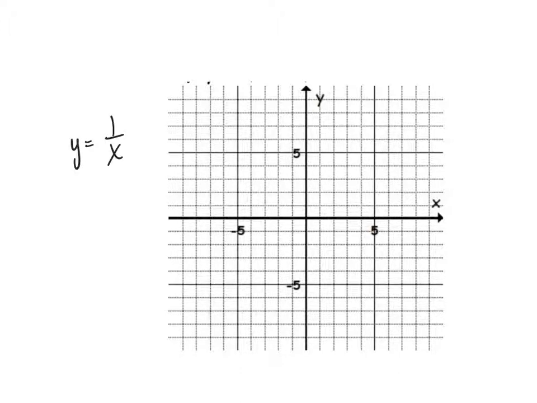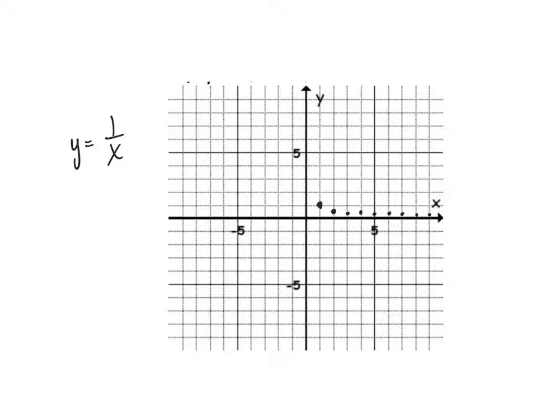Y equals 1 over x. That is our parent graph, our parent equation for a rational. If I start plugging in numbers, if I plug in a 1 for x, I'm going to have 1 over 1, which is going to give me 1. If I plug in a 2 for x, I'm going to have 1 over 2, which is 1/2. 3 is going to be 1 over 3, 1 over 4, 1 over 5. This is going to get harder and harder to graph as I go further out, because it's going to get really close to 0, but it's not really going to get there.